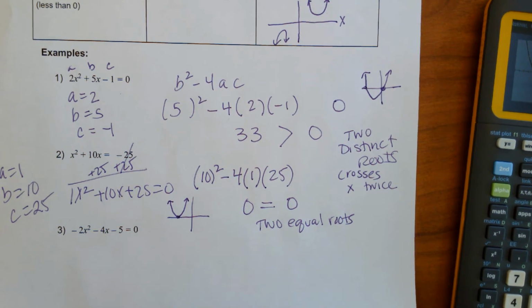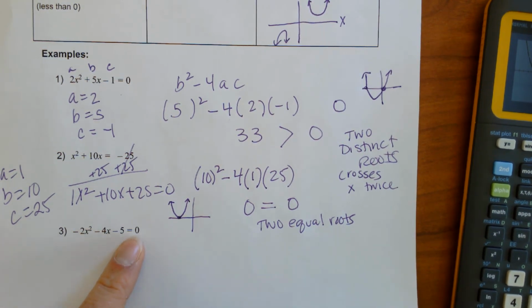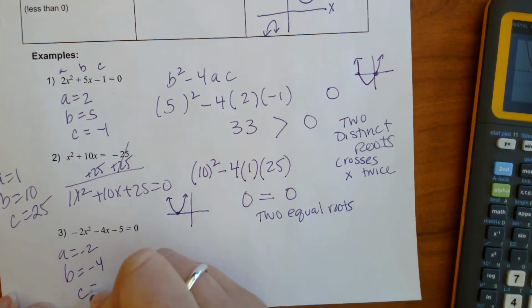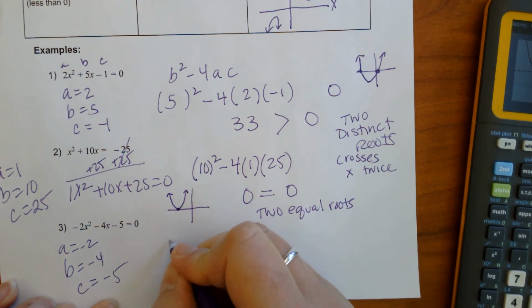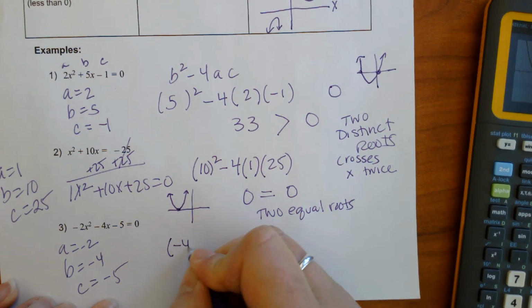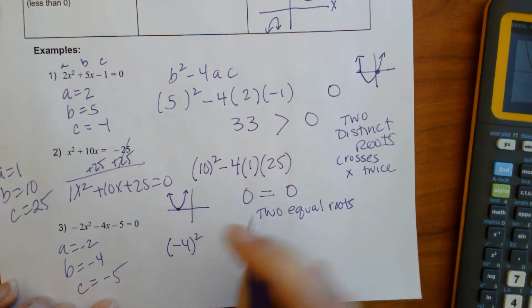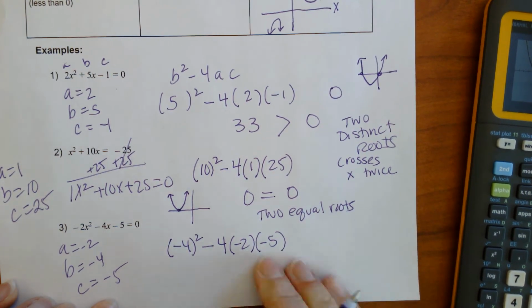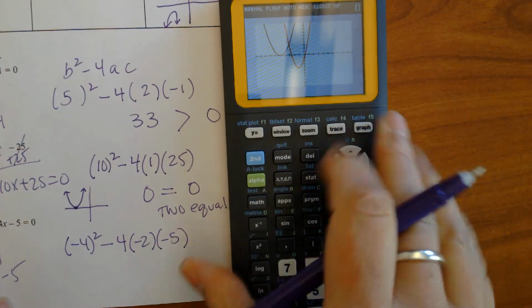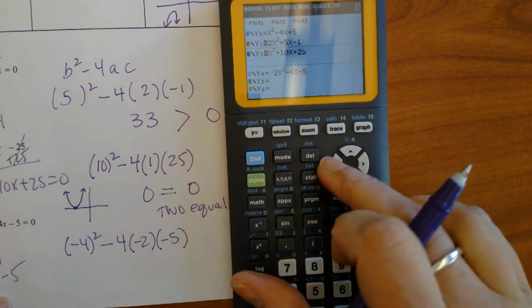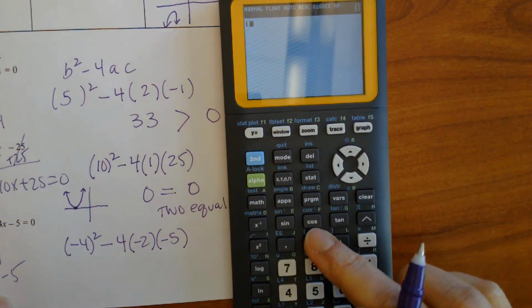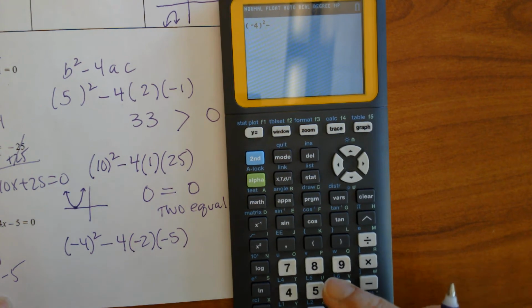All right, and our last one for today, we see that it is set equal to 0. That's what we want. And our A is -2, B is -4, and C is -5. And so let's do the discriminant. -4 squared, parentheses, minus 4 times -2 times -5. Again, look at all these negatives. Parentheses, everybody. Let's go back and, oh, we don't want our graph yet. Okay. We're going to do -4 squared, parentheses, minus 4 times -2 times -5.